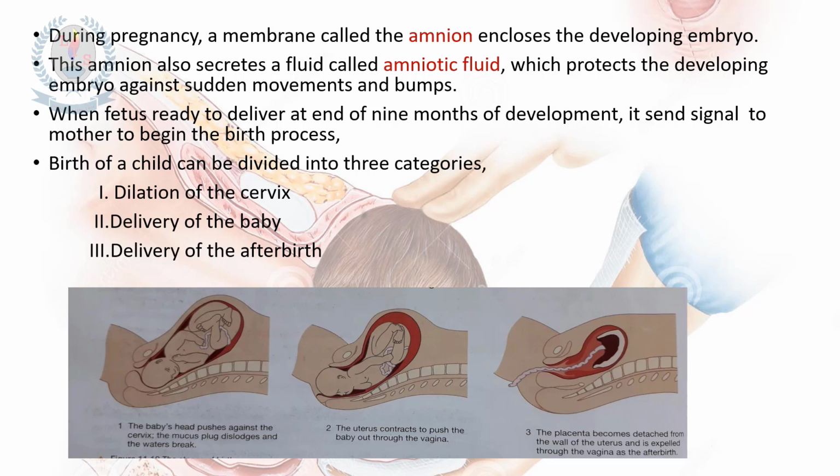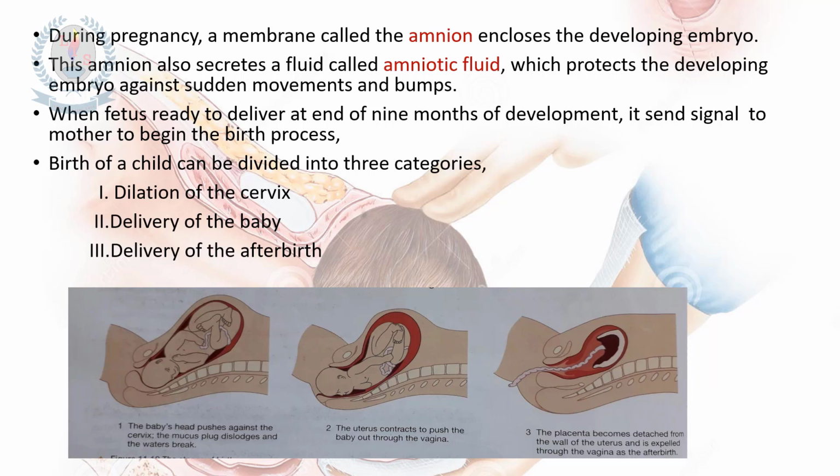So this birth process, the birth of the child, can be divided into 3 stages. The first one is the dilation of the cervix. The second one is the delivery of the baby. The third is the delivery of the afterbirth. So here I am going to explain these 3 processes using this diagram.